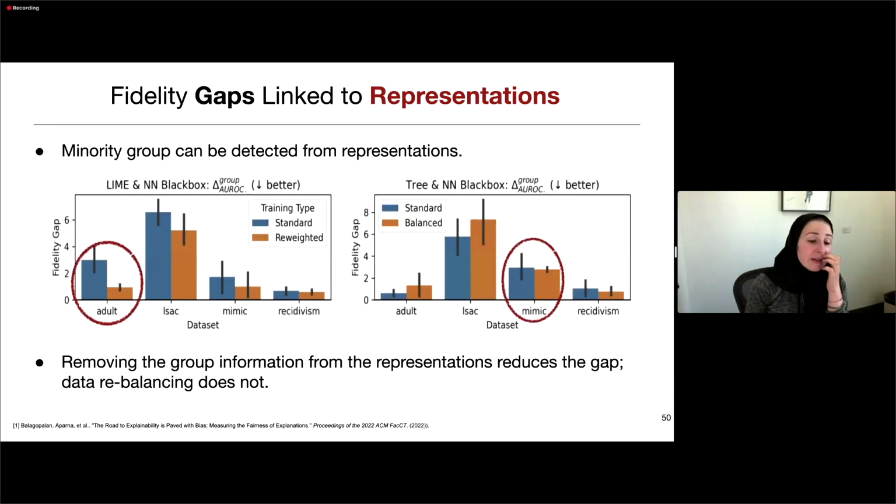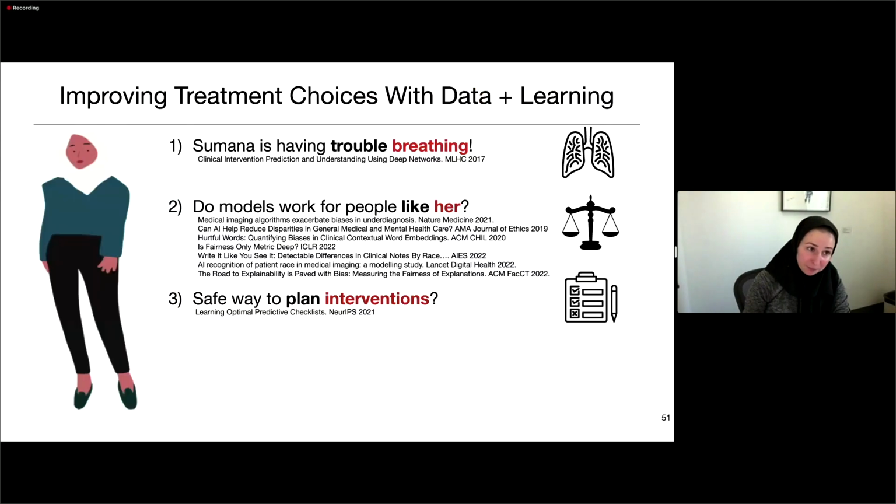And this is because even when you remove this group information, you can detect minority group from the representation that you've learned. And if you have to approximate somebody out, if you have to lose a little bit of performance somewhere, you're probably going to lose it on a rare or minority subset of your examples.